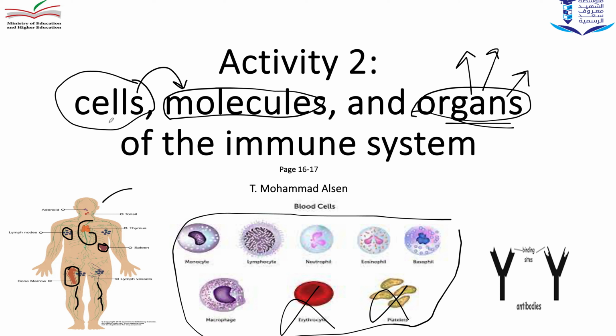So here for the cells we have many examples. We have monocytes, we have lymphocytes, we have neutrophils, eosinophils, and basophils. All not included for grade 8. We call them granulocytes. We have macrophages also. So these are the cells here, one, two, three, and these cells are the cells of the immune system. I just want you to know the difference between cells and organs.